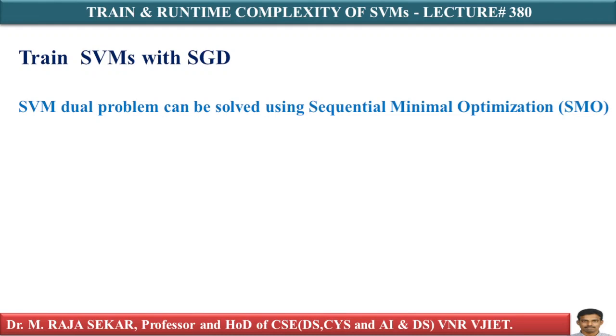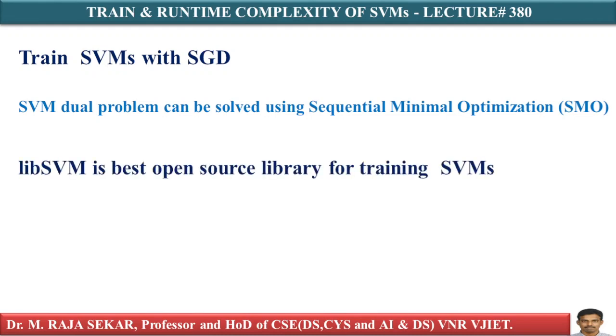If you just Google search for SMO SVM, you will get an explanation of this algorithm. We are not going to go deep into it because we never end up implementing SMO. We don't have to implement it. There is a very popular library called libsvm, which is one of the best open source libraries for training support vector machines. But the scikit-learn implementation is not as good as libsvm.